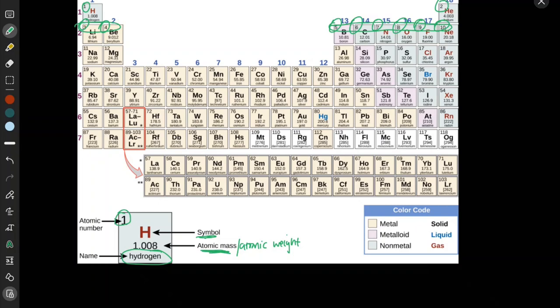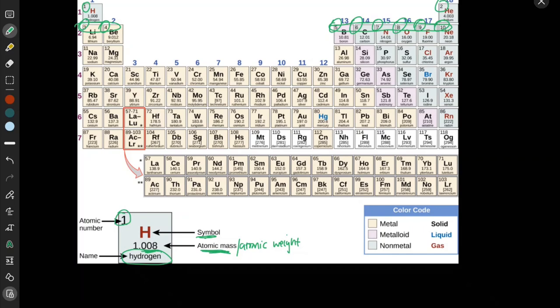Now, I have to make a couple of distinctions here. Number one is that atomic mass and atomic weight can be used interchangeably. And when we talk about atomic mass, that's different from the mass of the atom. Here's a good example as to why. If you look at the atomic mass or atomic weight of all of these elements on this periodic table, for the most part, they're going to have some sort of decimal number, right? If you see some sort of decimal number, you can infer that it's referring to the atomic weight or the atomic mass.